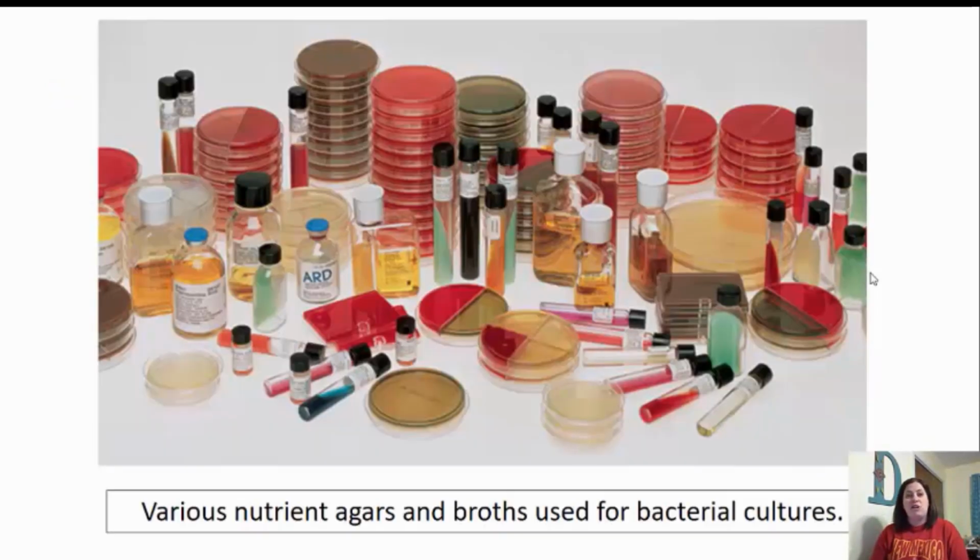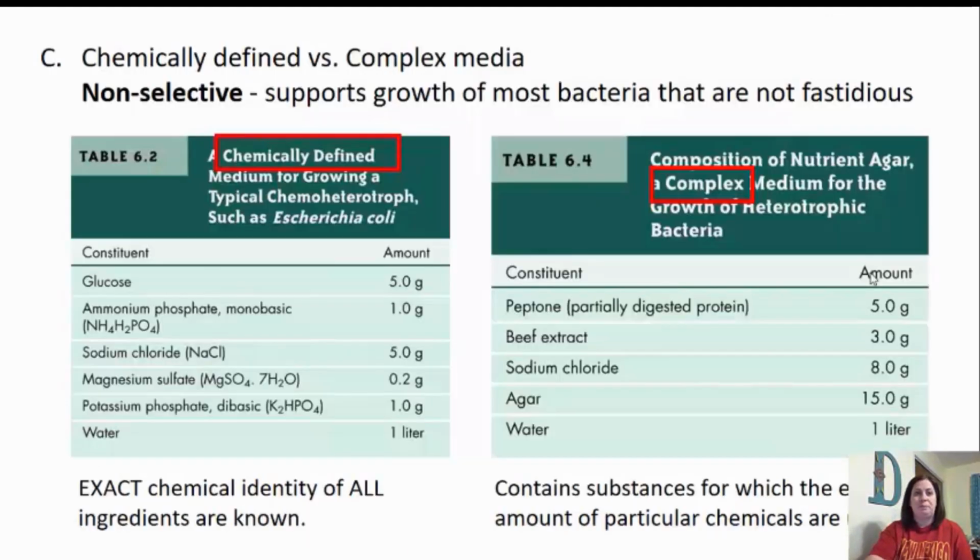So this is just a picture. If you do a web search of culture media, you can find a picture like this that shows you lots of different types of media. These are various nutrient agars and broths that can be used for bacterial cultures. Some of them have different colors for a reason because they have different components in them. They also may change color depending on what's growing on them to give us an indication of what's present. You're going to be learning a little bit more about some of these in more detail in the lab section. But let's take a look at a few of them.